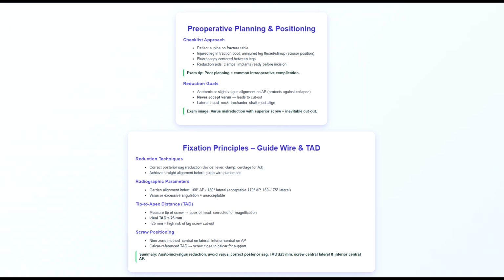Avoid varus at all costs. It is the most common cause of cutout. Posterior sag must be corrected before fixation. Guide wire and lag screw must be placed centrally on the lateral, inferior central on the AP. Tip to apex distance must be less than 25 millimeters. These principles are tested again and again in exams, often with X-ray images of inadequate reduction or misplaced screws. Recognizing these mistakes and knowing how to correct them is just as important as performing the operation itself.